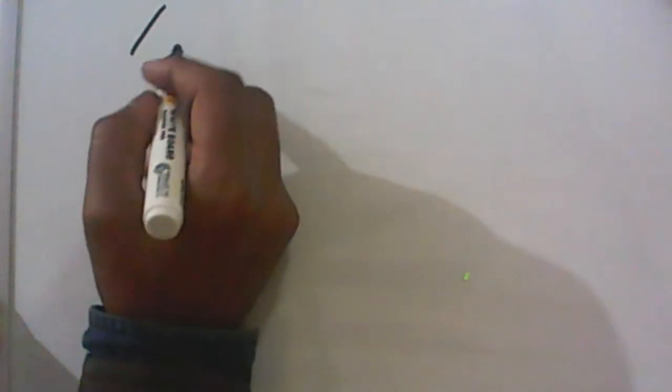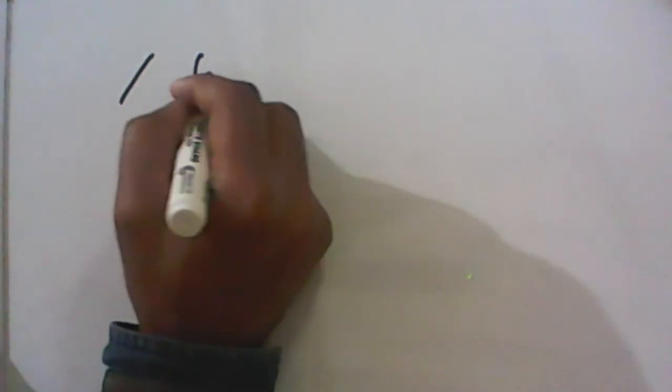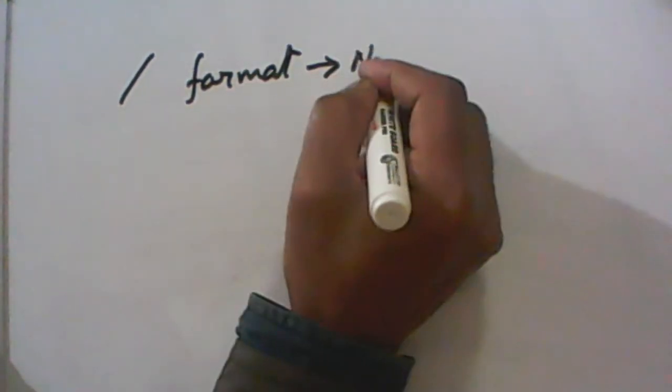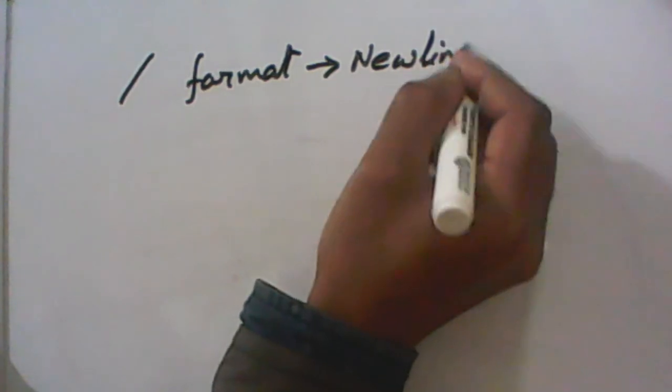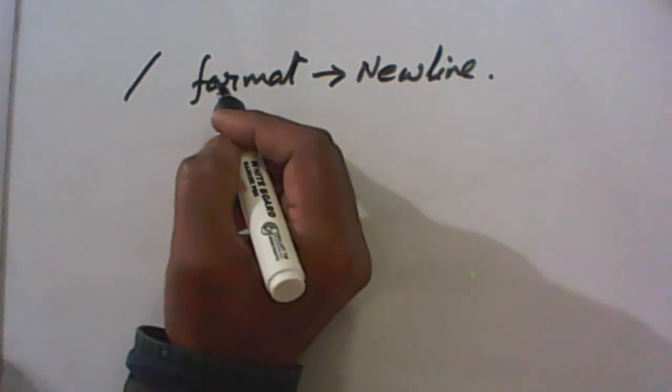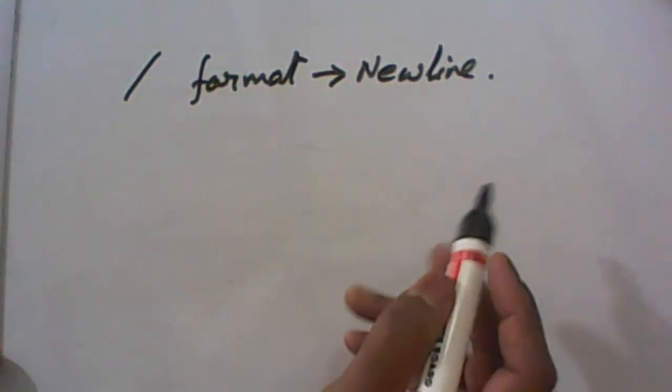Another format that is there is known as the slash format. The slash format is used to go to a new line. So if I want the output to be written on a new line, I can use this slash format. How these are used, I'll tell you when we talk about the input and output statements.